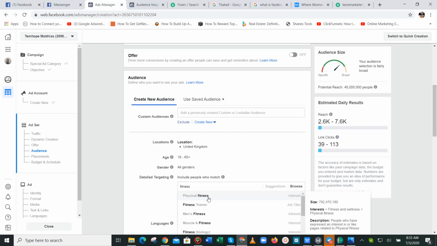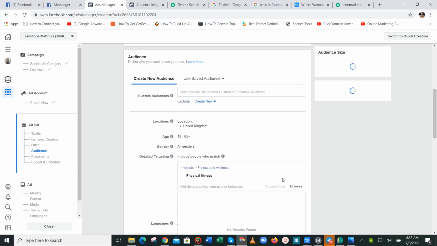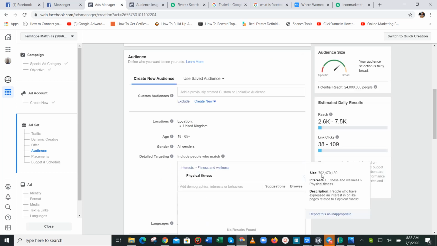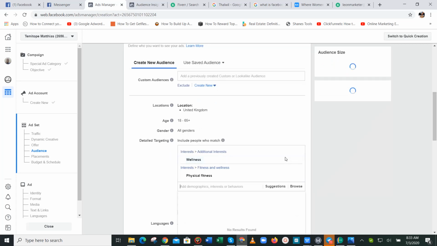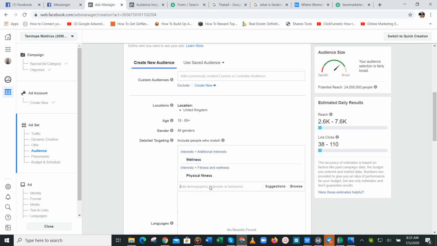You can see physical fitness. Under this keyword we have 972 million people that are interested, that are searching for this keyword on Facebook. But if you continue, maybe you search something like wellness, it is related to fitness, 11 million. Maybe you continue searching something like this on Facebook, so it will bring you suggested keywords of the people you want to target.